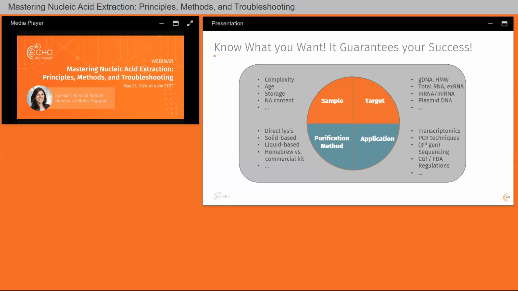What is needed there? If this application is not sensitive to absorption ratios, it's fine, move on. You do not have to have perfect values if you do not need them. And based on this, you can then choose your purification method. You can choose direct lysis or the other methods I presented. You can also always choose between homebrew and commercial kit.